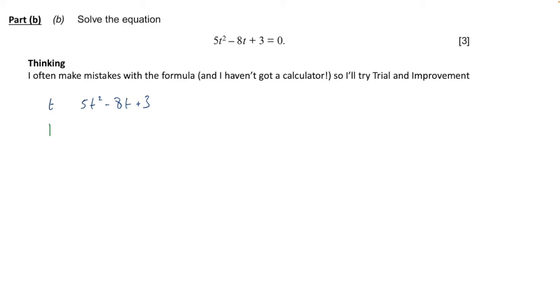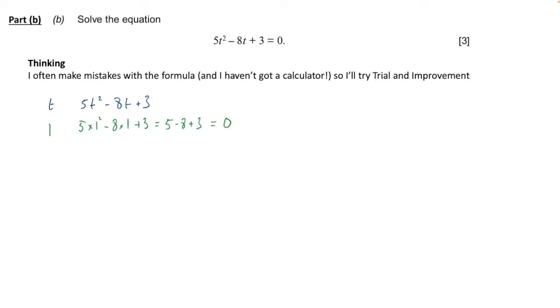So if we put 1 in, which is not a bad place to start, we get 5 times 1 squared, take away 8 times 1 plus 3. That is 5 take away 8 plus 3, and that's 0. So we find that t equals 1 is actually a solution. So that's quite neat. And in fact, if at this point you started doing trial and improvement, you might just think that that means one of the brackets needs to be t take away 1. Because t take away 1, if we put the value of 1 in, gives us 0. And so multiplying the other bracket would still give us 0. So that might give you a chance of doing the factorisation.